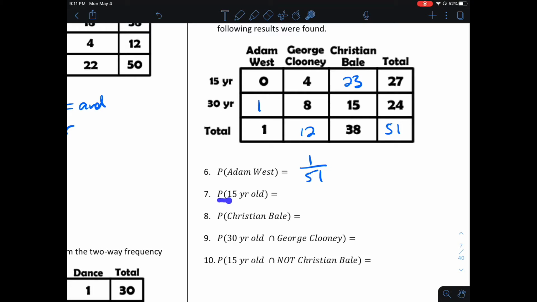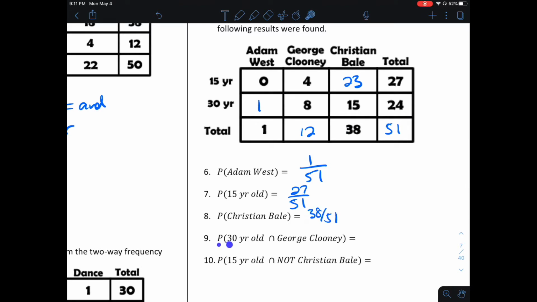What's the probability that you choose a person at random and that person's 15 years old? Well, there are 27 15-year-olds. That's the number of favorable outcomes. There's a total of 51 people in this group, so it's 27 out of 51. What's the chances that the person you pick prefers Christian Bale? Well, there are 38 Christian Bale lovers out of 51, so it's 38 out of 51.